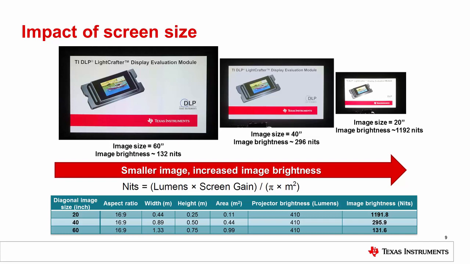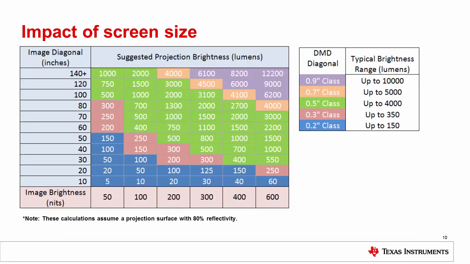Also, the brightness of the 20-inch image is over 600 nits. Referring to the table mentioned in the previous slide, we can see this specific projector will be effective outdoors with a small image size. Nevertheless, if we need a larger image, then this projector would be more suitably used in an indoor environment.